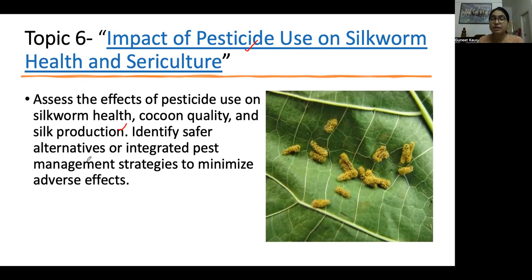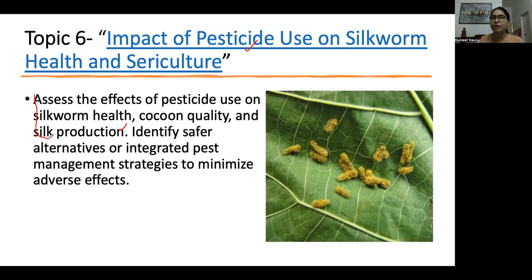And identify safer alternatives. As I told you, every research is a cycle. When we do research, again that is a cycle. If you start with a problem which is affecting the environment, then if you choose a problem, you have to, at the end of the research, also suggest some alternatives which you understood, which you analyzed through the data and all that study that you did in the research.